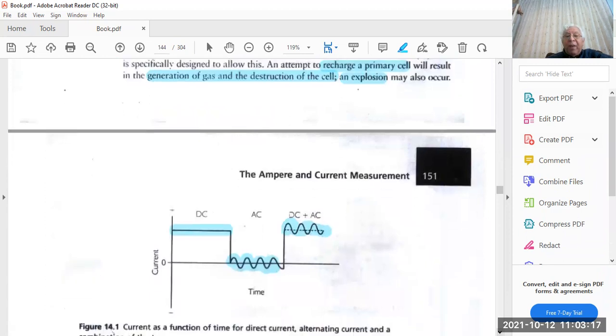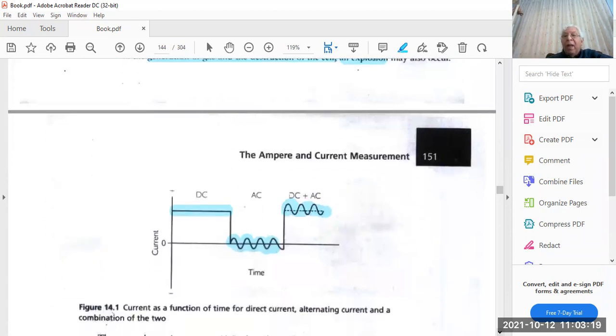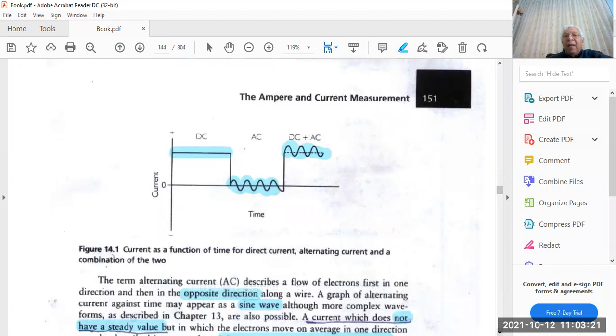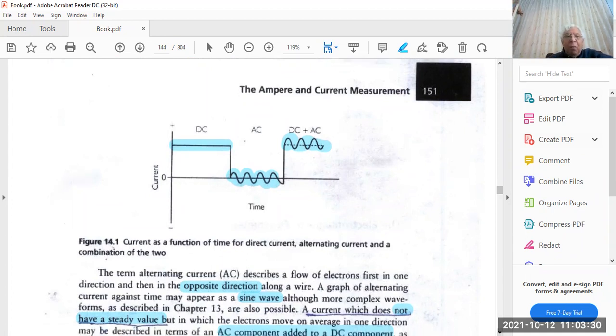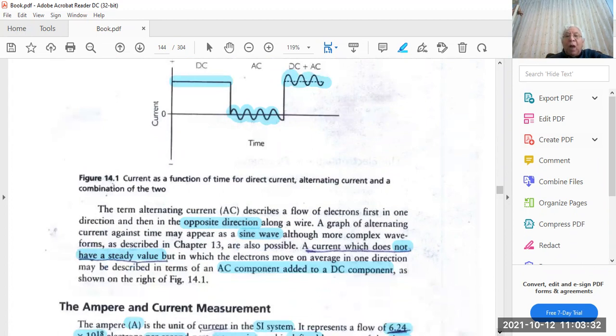As you can see from the figure, the direct current goes in one direction, and the alternating current creates a sine wave, whether positive or negative, and sometimes the current can contain the two types of current.